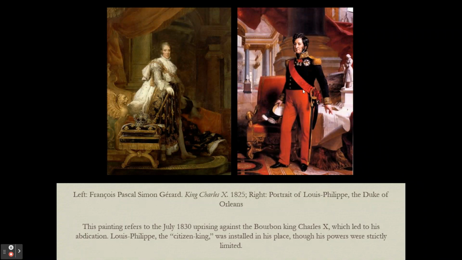Oh, and this is Louis Philippe, who became the new king, who was called the Citizen King. This was the King Charles, who was overthrown in the July Revolution. So you can see even the way that they're dressed. This guy is more modern, and that's what they believed was going to happen with his reign.